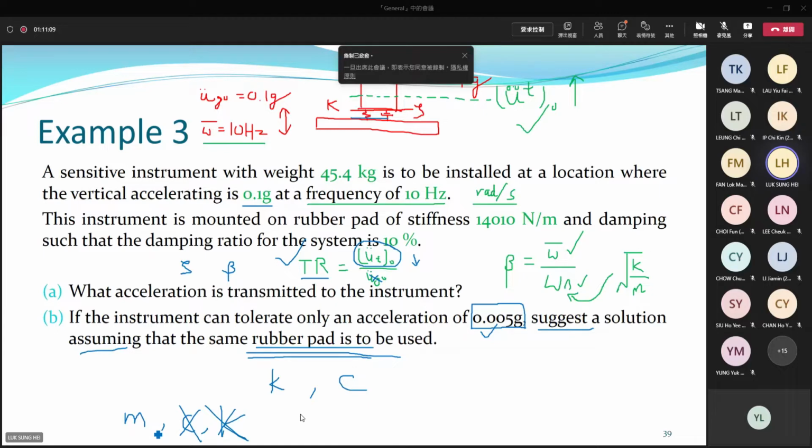Okay, adjust the mass. You may either increase the mass or decrease the mass to change the dynamic property of the system. You change the frequency of the system, change omega n, simply speaking, by adjusting the mass. Change mass, change omega n, then beta changes. When beta changes, TR changes. This is the idea of how you can reduce the total acceleration felt by the object.